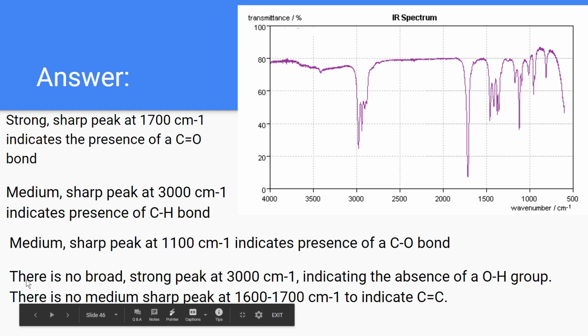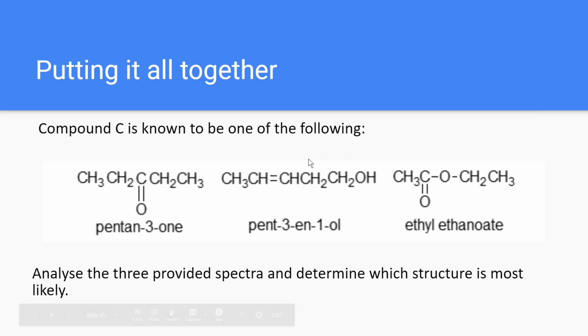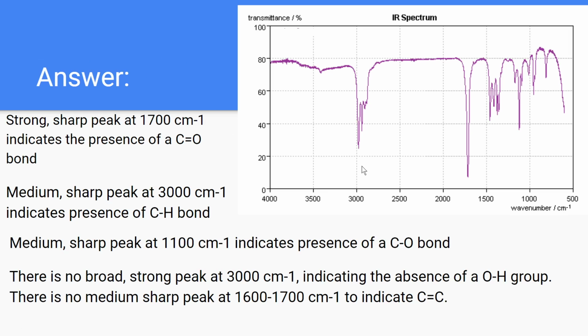Here is the evidence that is not on the spectrum. There is no broad strong peak at 3000, something like this, indicating the absence of an OH group. So just looking at the IR, we can tell it's not this one. Straight away, it's not this alcohol because it's lacking this big absorption here, the broad one.